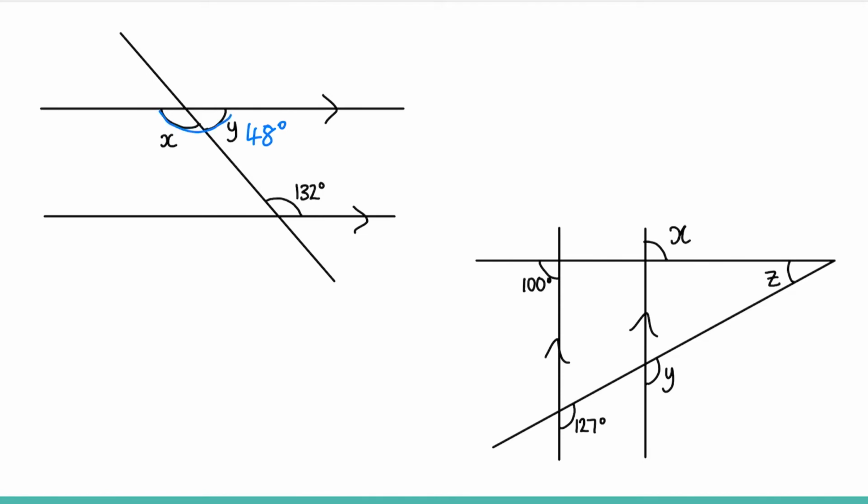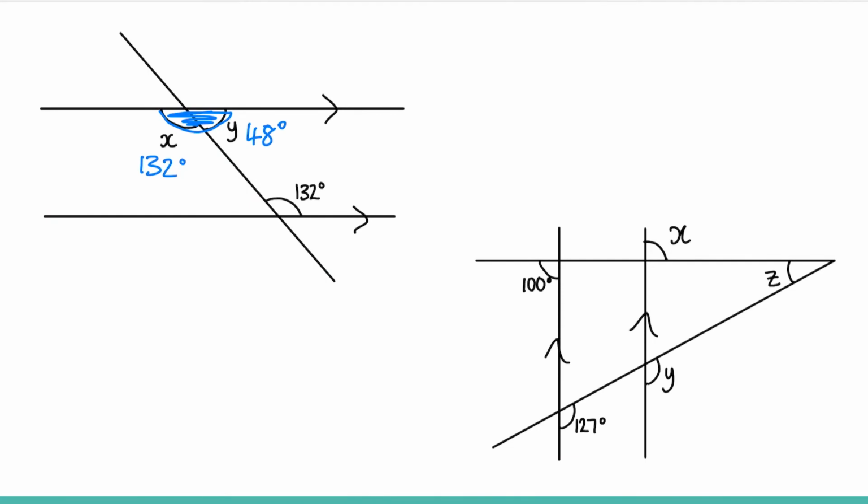Then I can see I've got two angles on a straight line. So 180 minus that 48 is going to give me 132 degrees, which is angle X.